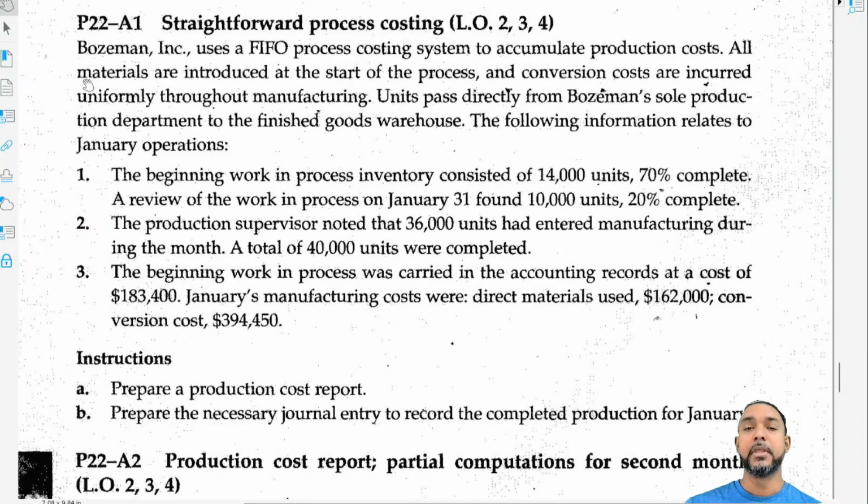Anyhow, right, Bozeman Inc. uses a FIFO process costing system to accumulate production costs. Okay. All materials are introduced at the start of the process.